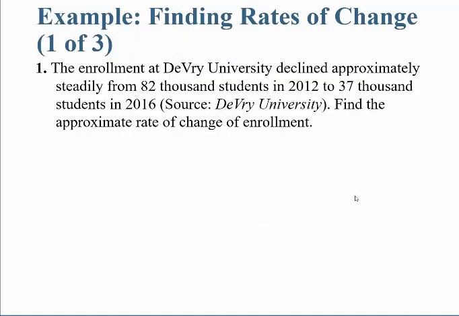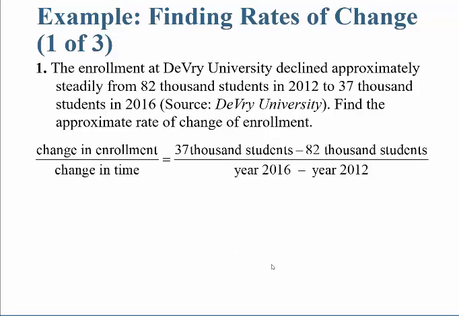The enrollment at, let's say, DeVry University declined approximately steadily from 82,000 students in 2012 to 37,000 students in 2016. So let's find the approximate rate of change of this enrollment. The change in enrollment: you're going to take the y2 value minus the y1 value, so it's going to be 37,000 minus 82,000. And you're going to divide that by the change in years, so it went from 2012 to 2016.